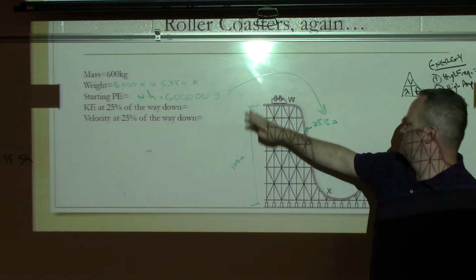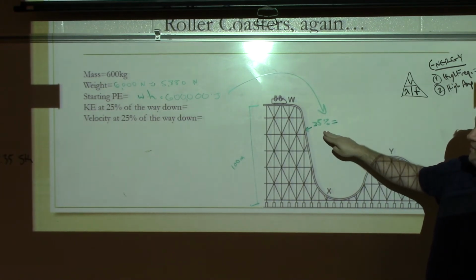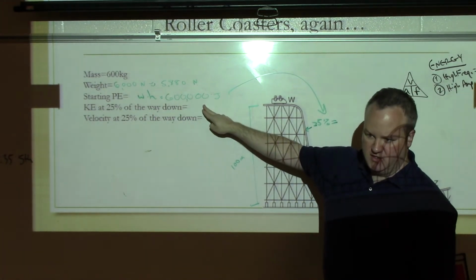Alright, so when this begins to fall down, what is 25% of 600,000?